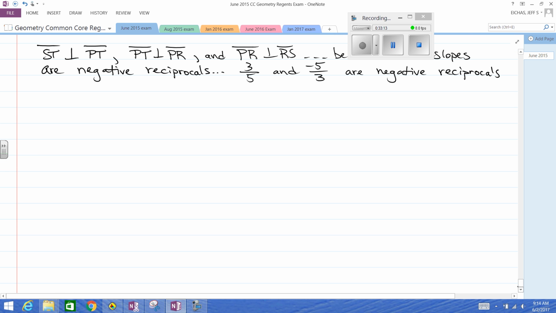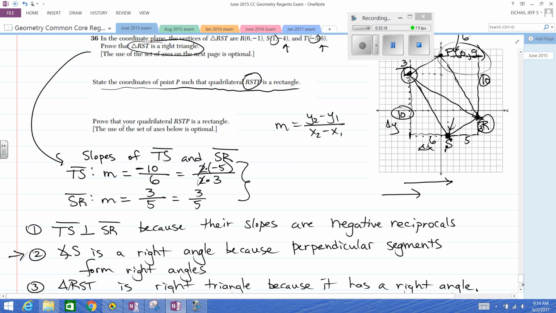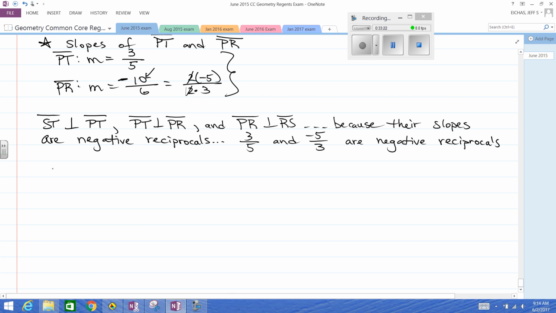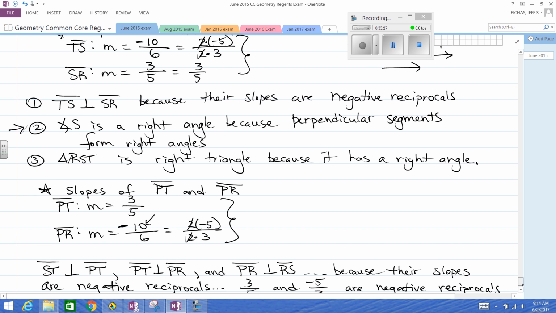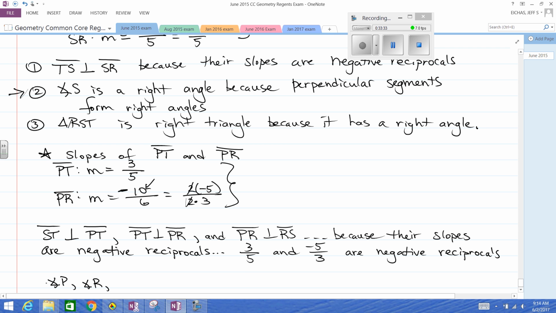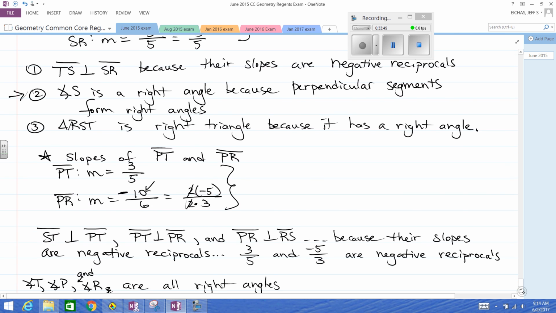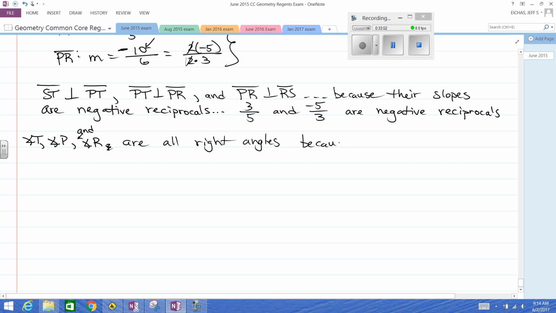All right, so now we can make these other statements. What are our angles? P, R, and S. So angle P, angle R. Did we already do angle S? Yeah, we already did. So what's the other angle we need? T. I should have done that one first. So angle T, angle P, and angle R are all right angles, because perpendicular segments form right angles.